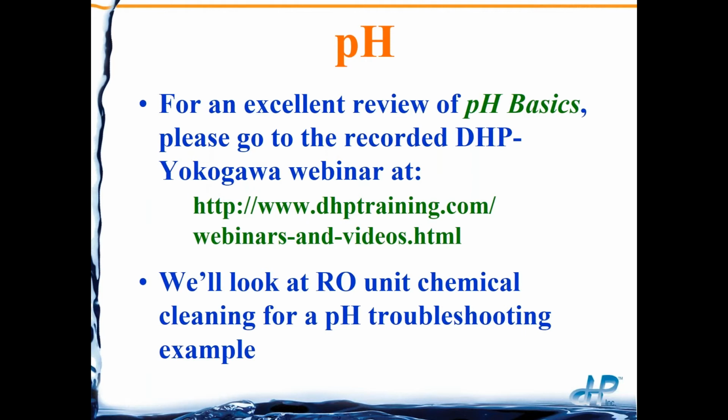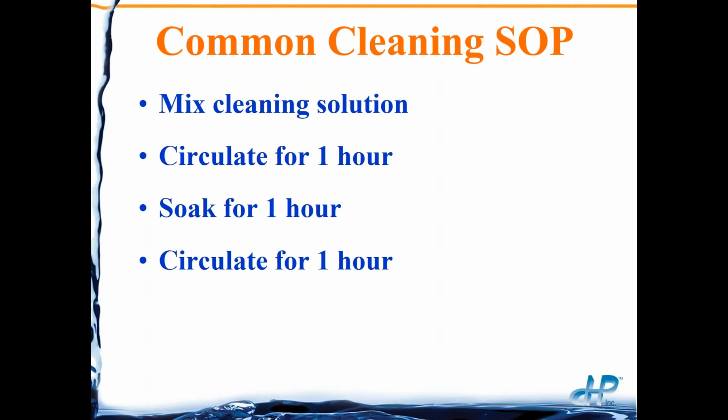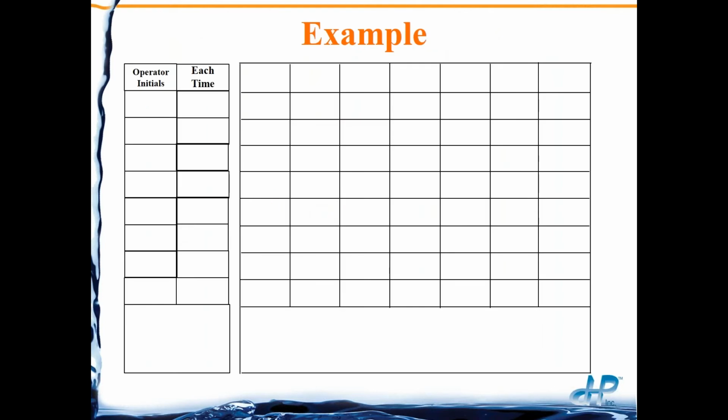We'll look at RO chemical cleaning and look at pH troubleshooting. Here's a real common standard operating procedure. You mix up the cleaning solution, you circulate for an hour, you soak for an hour, you circulate for an hour, you flush, you're back into normal service. So that's a cleaning. Some of you do, some of you don't, but we recommend that you monitor the cleanings. And in this, there are certain things that are very important to monitor.